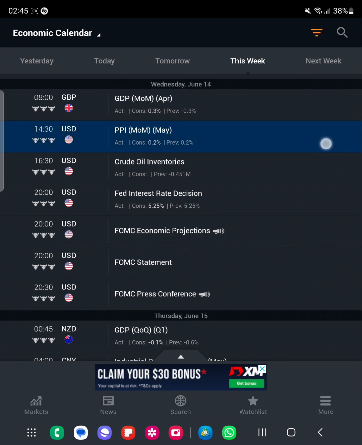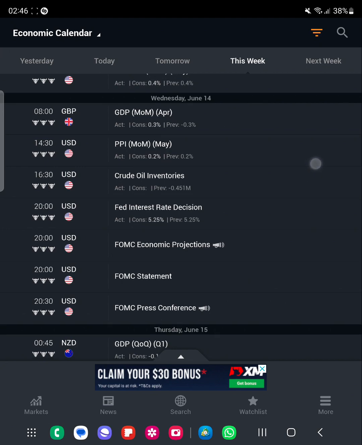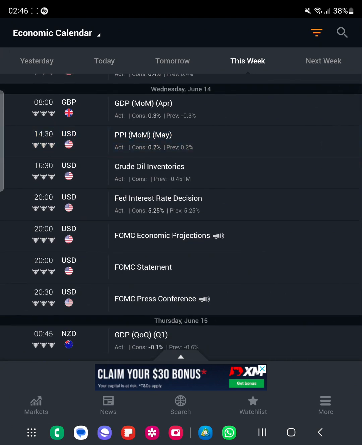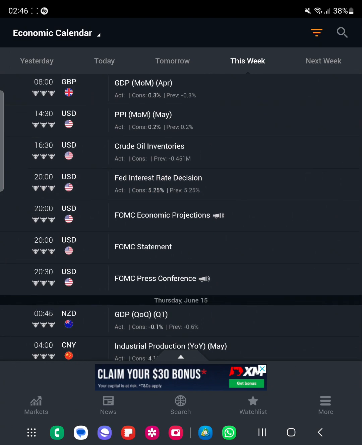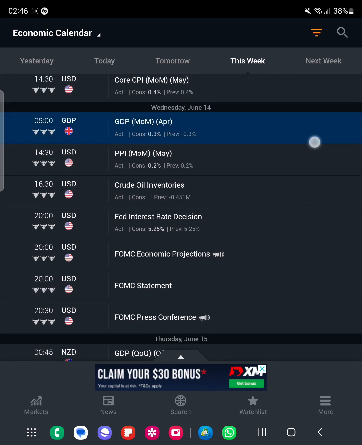The next event will be the PPI on Wednesday, USD 100 points as well. Later on, we have an interest rate under USD. It's going to be USD at 110 points. And then in the morning on Wednesday, we have GDP. The pair will be GBP.